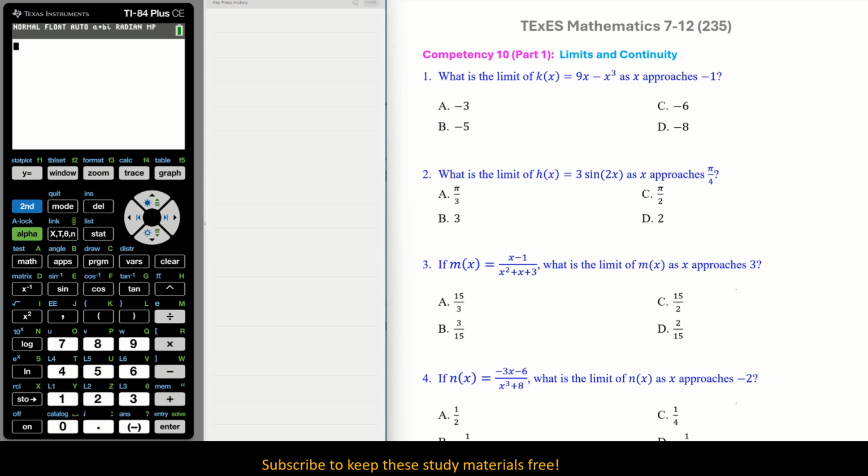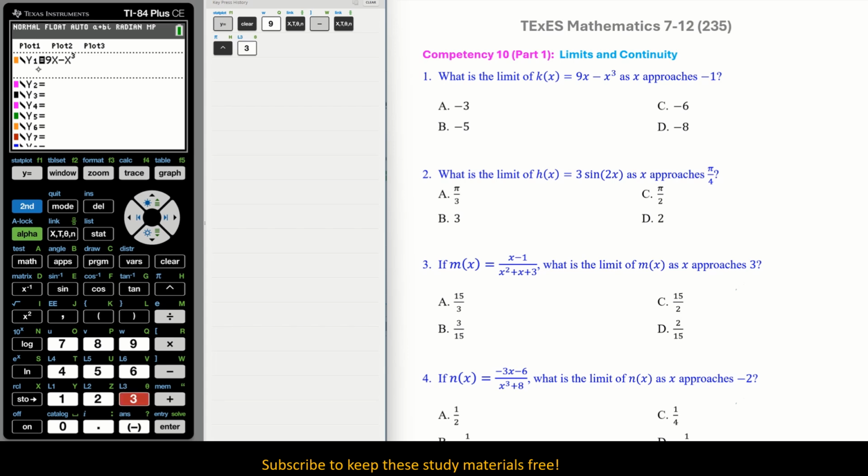Okay, number 1. What is the limit of f of x equals 9x minus x to the third as x approaches negative 1? Well, basically, what we need to do for these as we discuss them is graph them. So you need your y equals. Okay, we need 9x minus x caret up 3. Double check that it's okay. Now let's push enter. I always like to push enter and make sure I have everything in. Okay, now we can graph it.